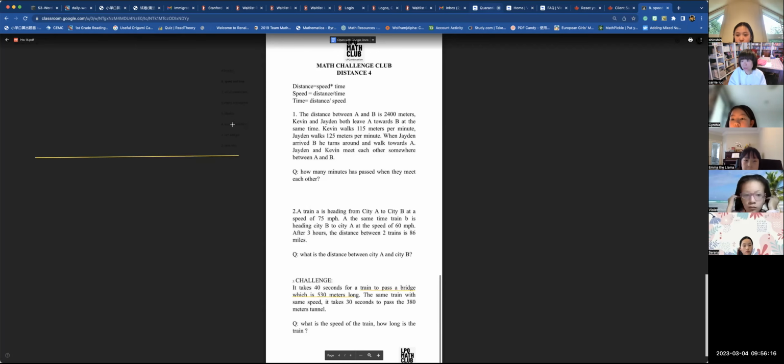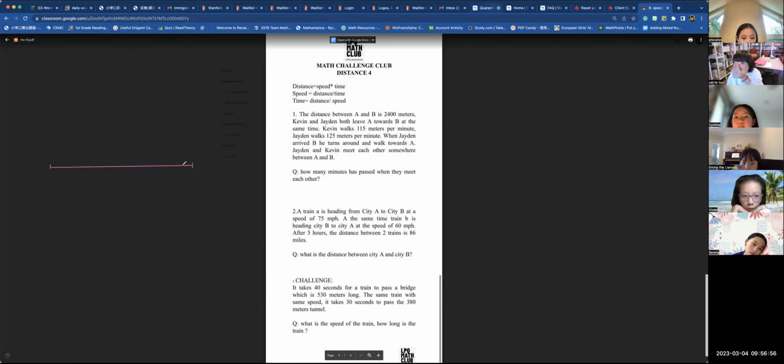Very good. Okay, so a train is not a human being. If we say Xinxin is passing the bridge, that is very easy, because Xinxin to me is basically just like a spot. So for Xinxin passing the bridge, the total distance traveled is just 530 meters. But we're talking about a train. Usually, a train has a length, right, Violet?